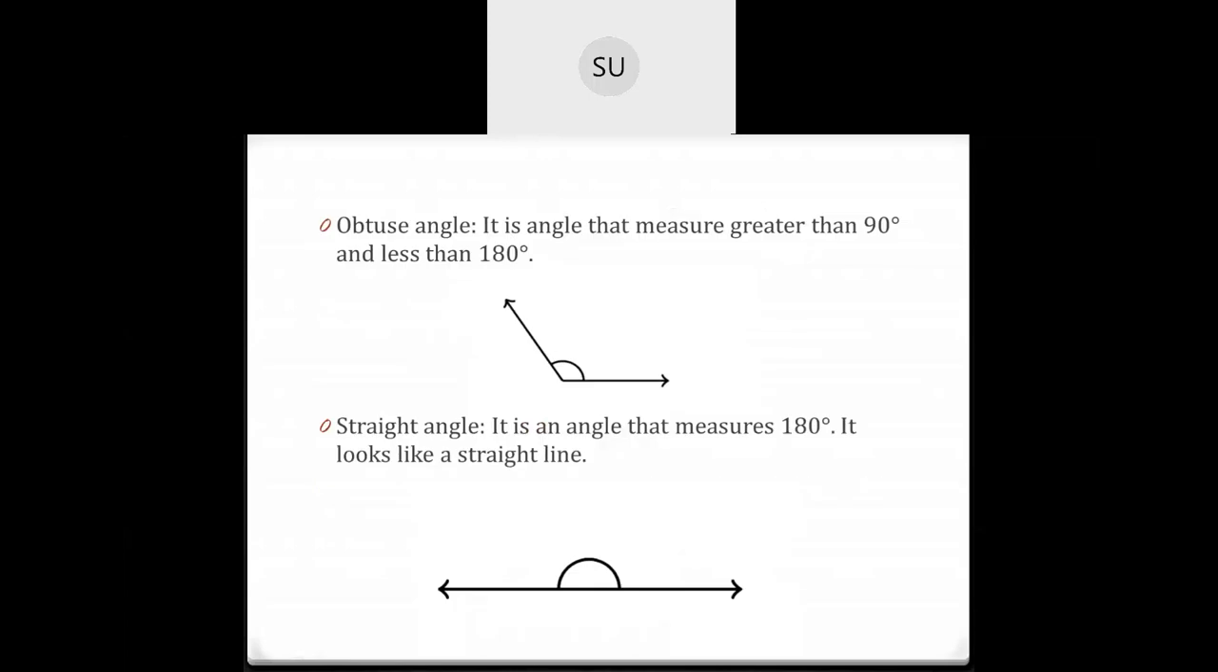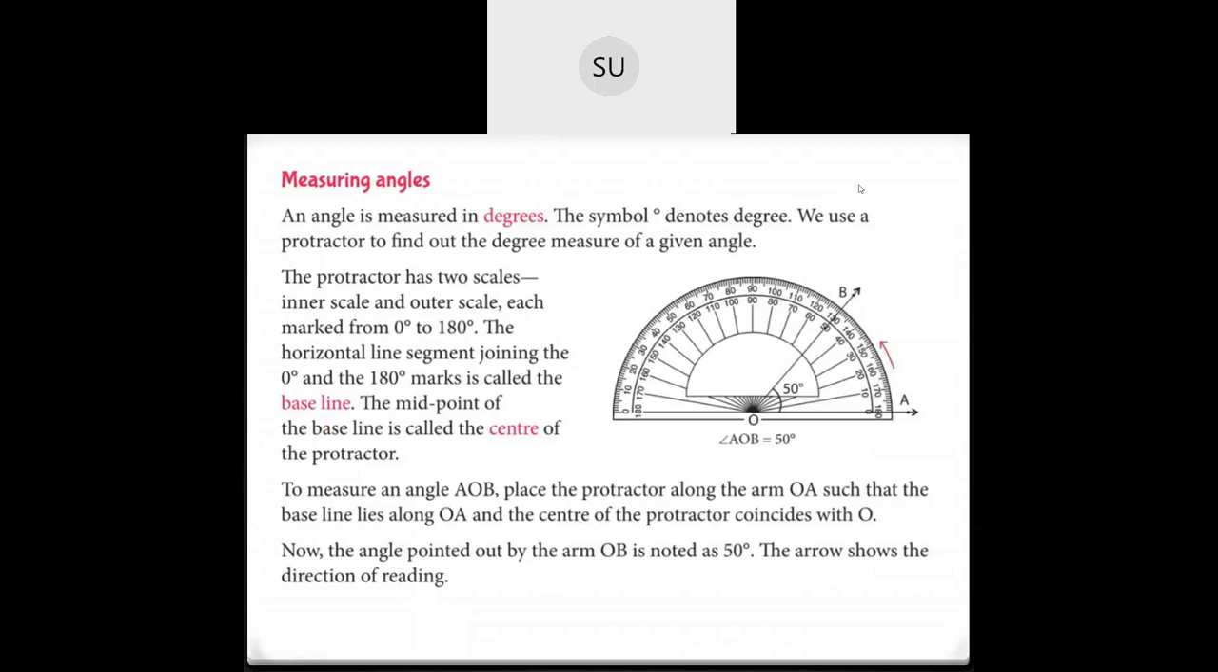Then obtuse angle. What is an obtuse angle? An angle which is greater than 90 degrees and less than 180 degrees is called an obtuse angle. Lastly, we have a straight angle. A straight angle is an angle that measures 180 degrees. So these are the different types of angles. Now we'll see how to measure angles.